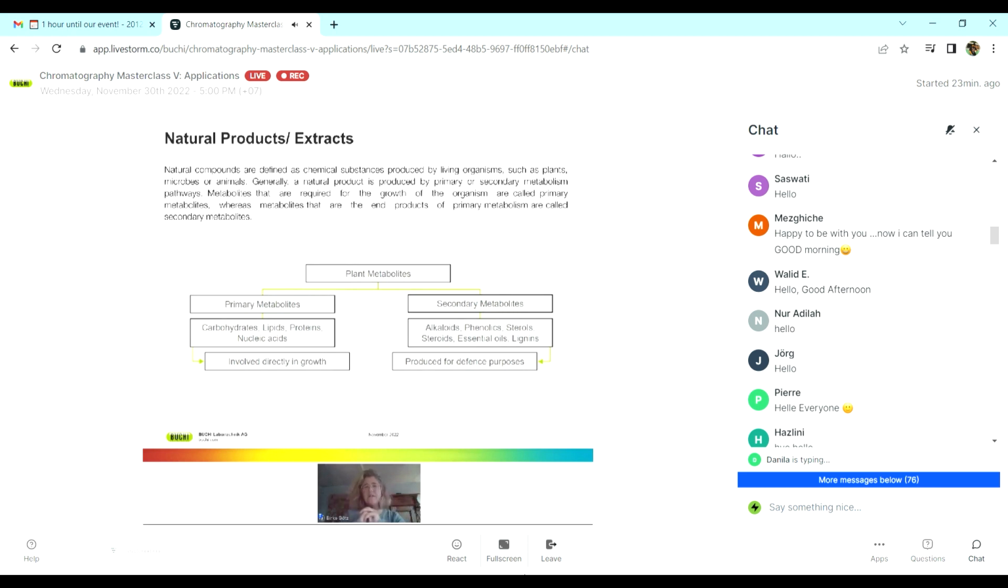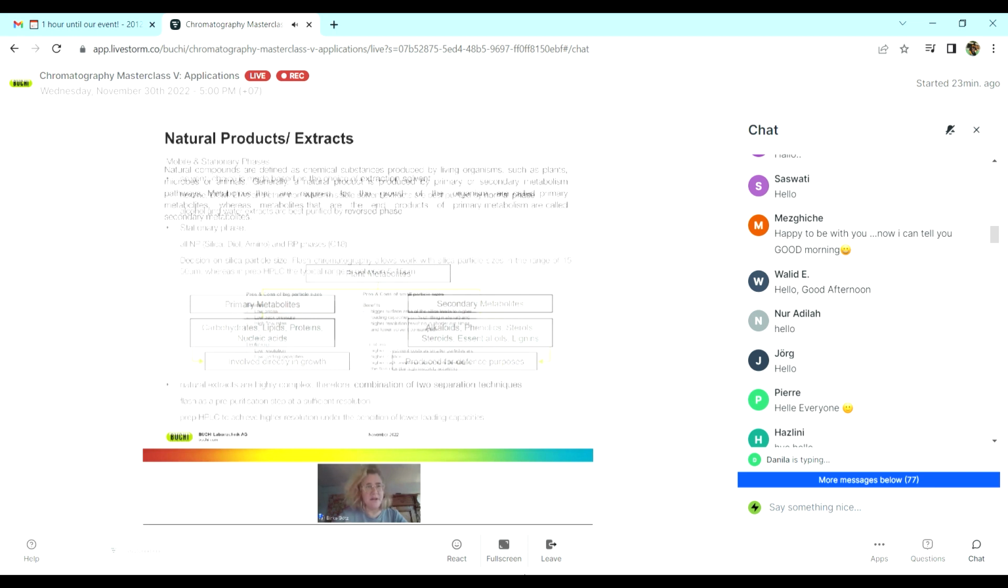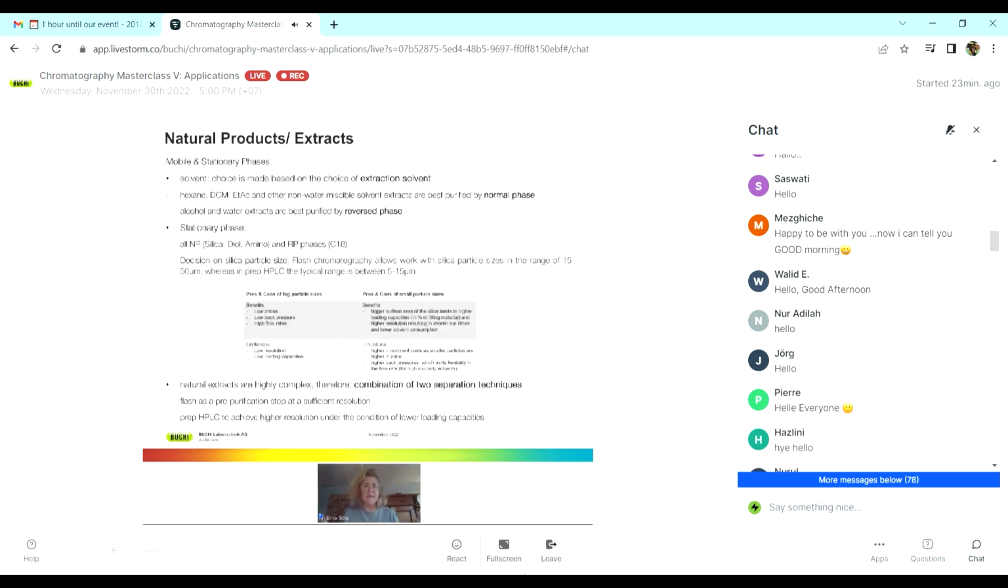So this is the difference between the natural products. Let's have a look at what we need to know regarding mobile and stationary phases. The choice of the solvent is actually made based on the choice of the extraction solvent. I think that's clear. If you have an extract that's more in hexane, DCM, methyl acetate, so more unpolar and non-water miscible, then you go for normal phase. As soon as you're working with alcohol or water for the extraction, you choose reversed phase.